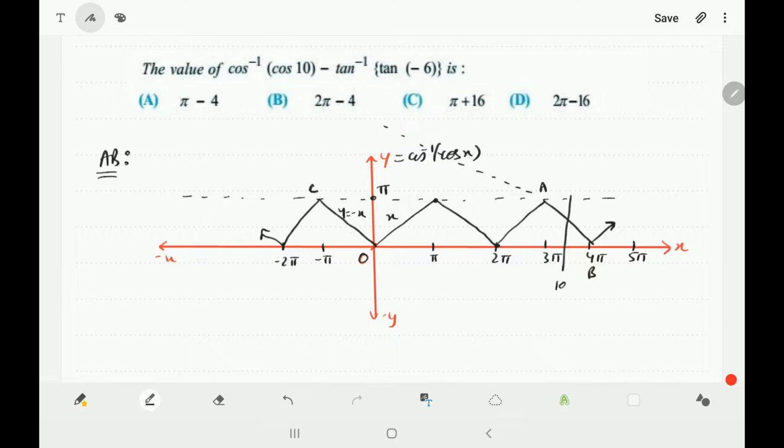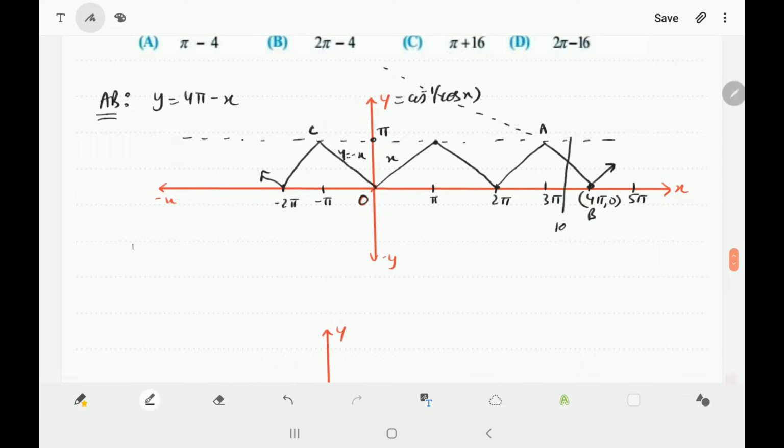Okay, so by how much distance OC will go up, we have to see, like here it is intersecting at 4 pi, so it will be going up by 4 pi. So the equation of AB will be y is equal to 4 pi minus x, or minus x plus 4 pi. So we have added 4 pi to get the equation of AB. Okay, now you can satisfy this point 4 pi comma 0 to cross check. So once you put x as 4 pi, the y value is already 0. Okay, so the output of cos inverse cos 10 will be equal to 4 pi minus 10.